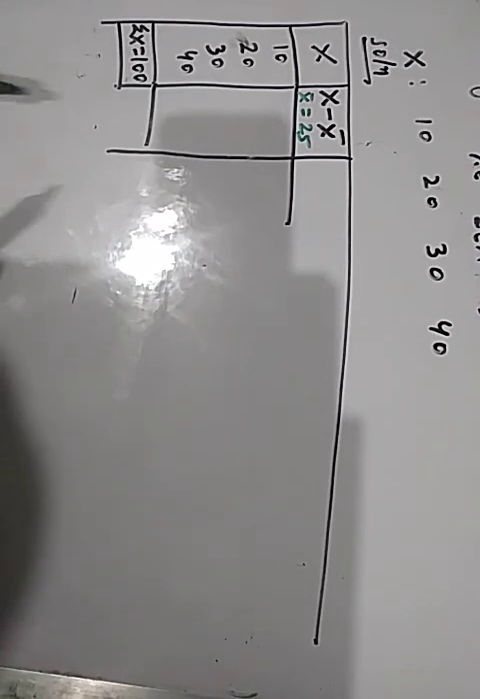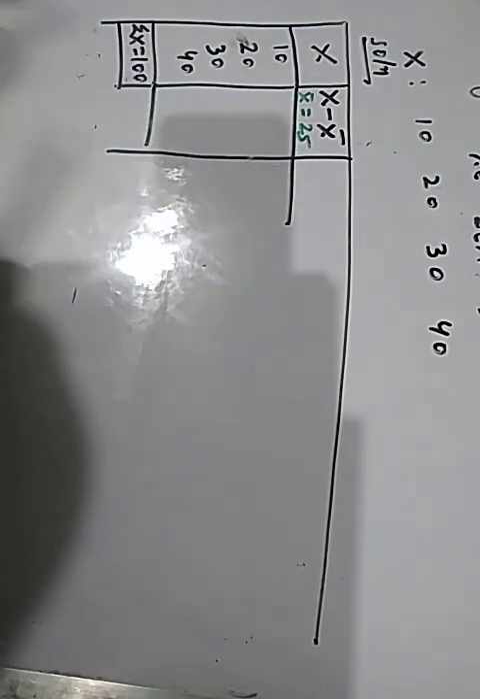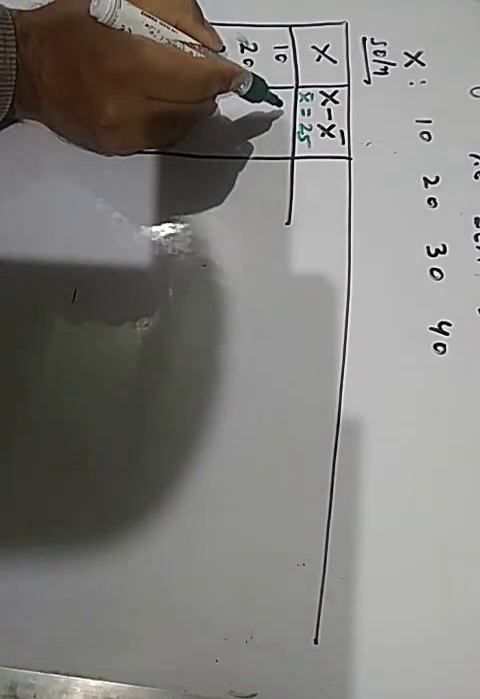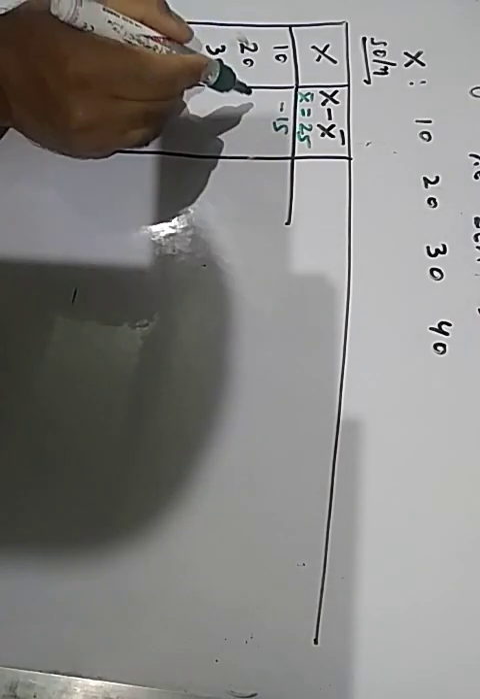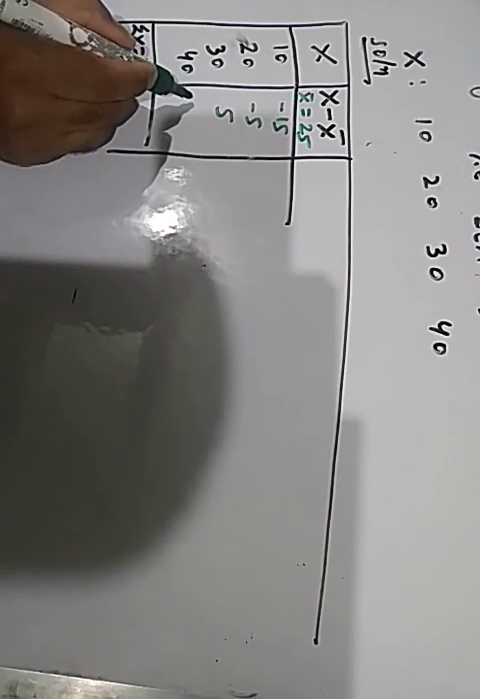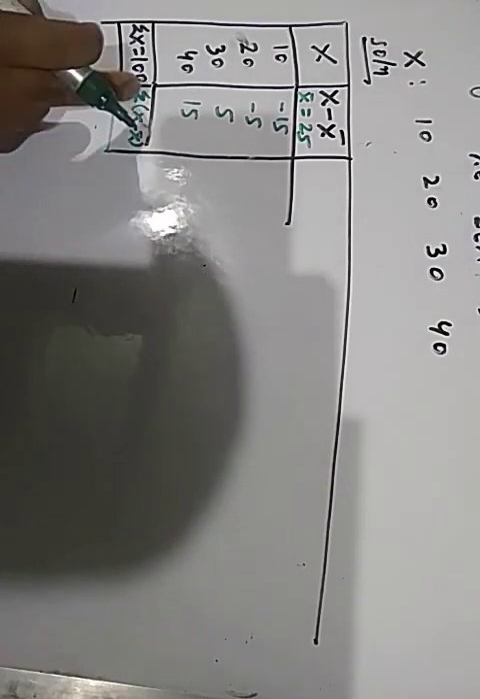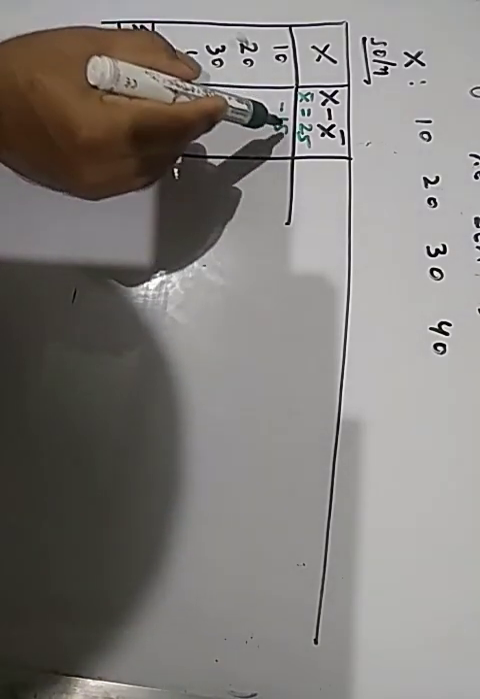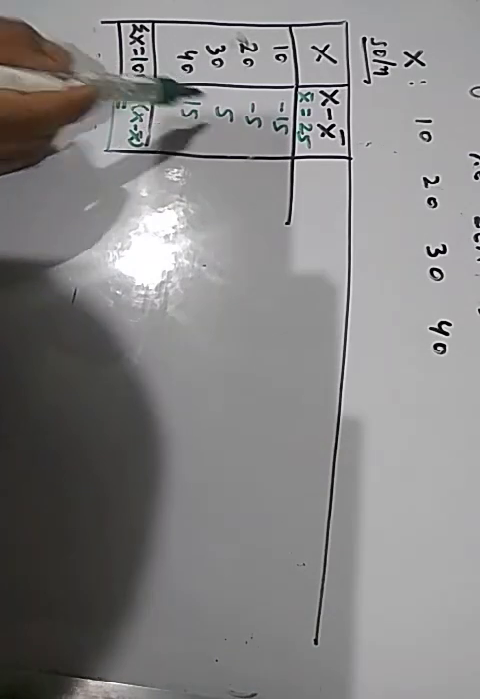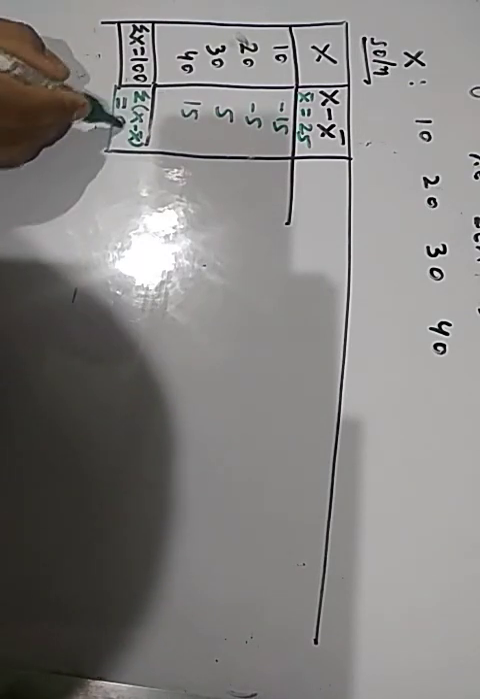Now, subtracting the values of variable x by arithmetic mean, that is 25, we will get the values: 10 minus 25 is equal to minus 15, 20 minus 25 is equal to minus 5, 30 minus 25 is equal to 5, 40 minus 25 is equal to 15. And its summation, that is sigma (x minus x bar), will be equal to minus 15 minus 5, which is minus 20. Minus 20 plus 20 will be equal to 0.